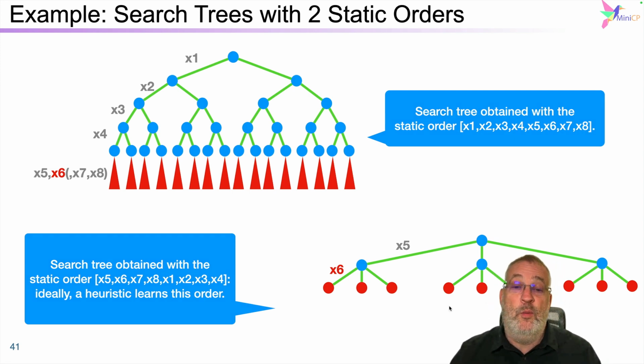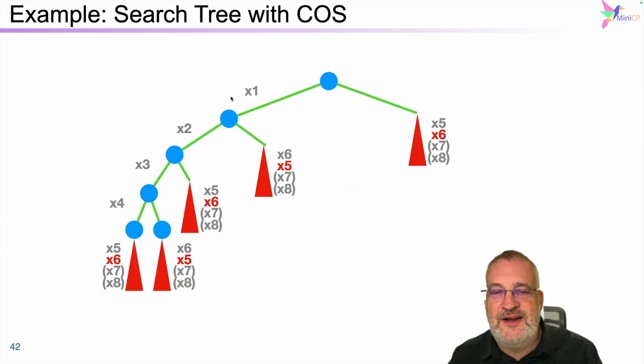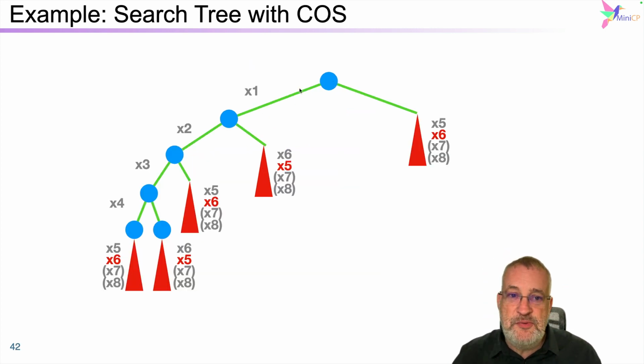Now, what we want with most recent conflict is to sort of figure out in the search that this is what we want, even if we start from this far less favorable tree. Is that going to happen? And the answer is, of course, yes. Let's take a look. We branch on x1, then on x2, then on x3, then on x4 as before. Then we branch on x5. Then when we try x6, we discover the conflict.